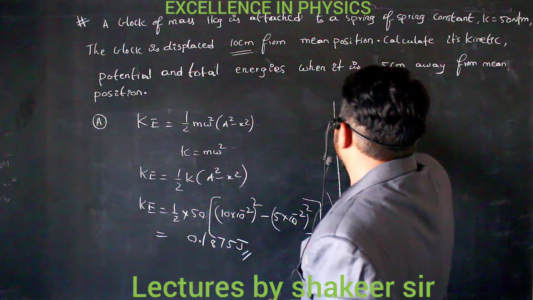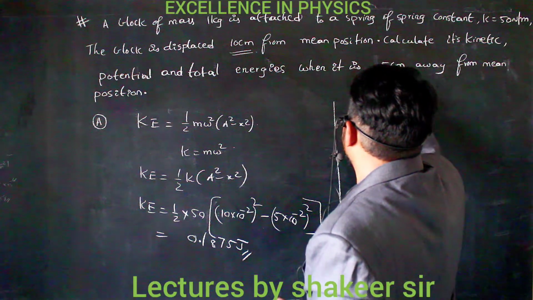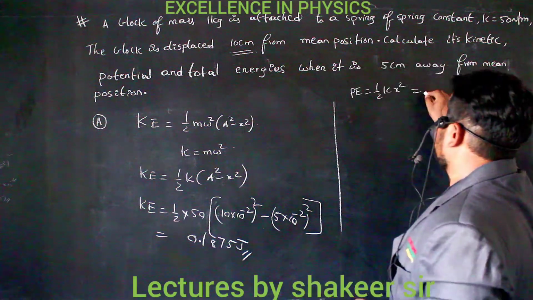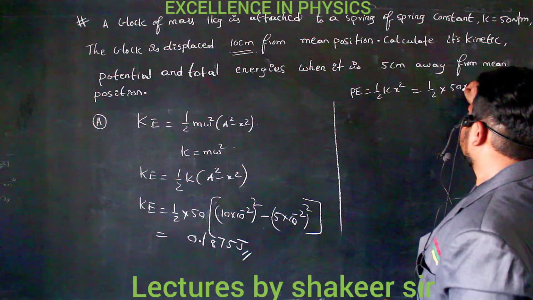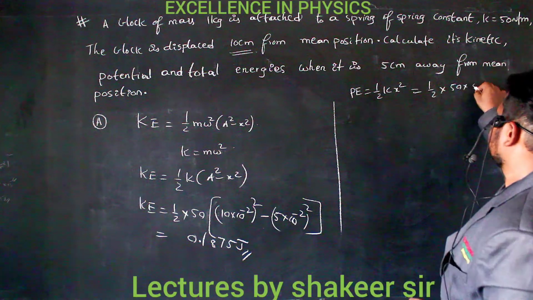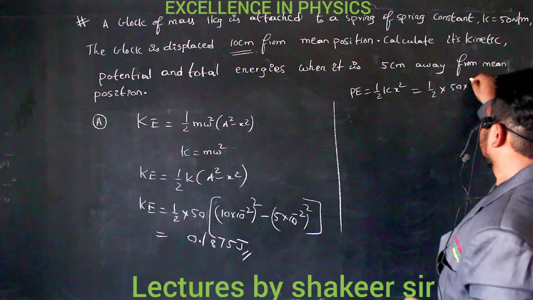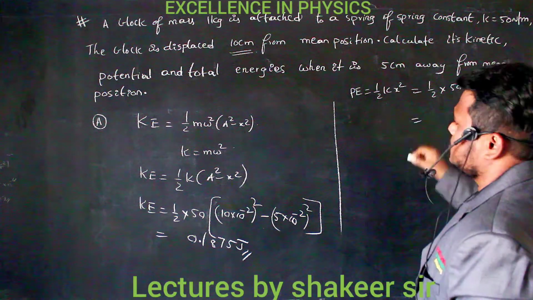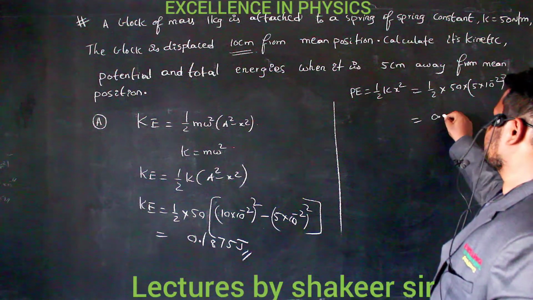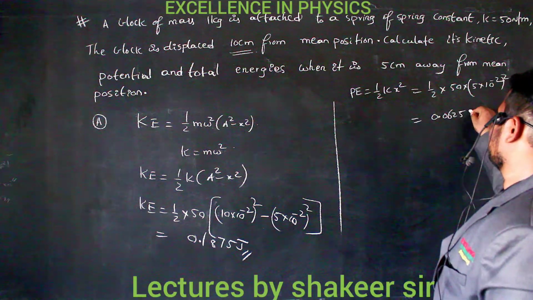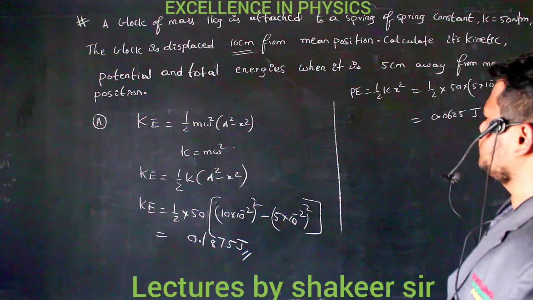Similarly, let us see how we can calculate potential energy. Potential energy is half kx square. So k value is already given. So half into k value, which is 50. X is at a displacement of 5, so 5 into 10 power minus 2 whole square. Clear? So if I do this calculation, then the potential energy which I should get is 0.0625 joules. So this is the answer which you should get.